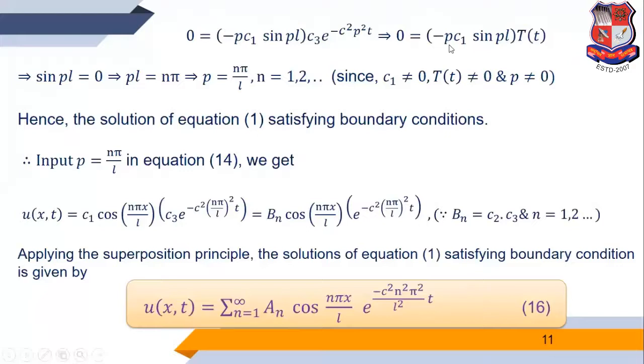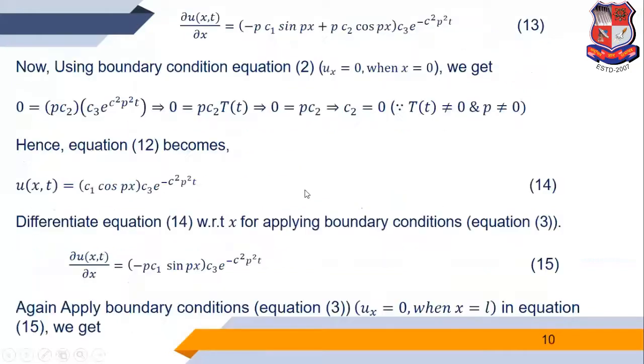So C1 is not equal to 0. P not equal to 0. Therefore we consider sine pl is equal to 0. Sine pl is 0 implies pl is equal to n pi. So p is equal to n pi by L, where n is 1, 2, 3 up to n. Hence, the solution of equation 1 satisfying the boundary condition. Therefore, we input p is equal to n pi by L in equation number 14.